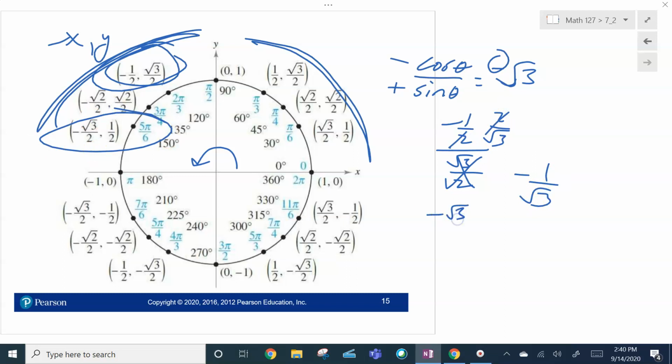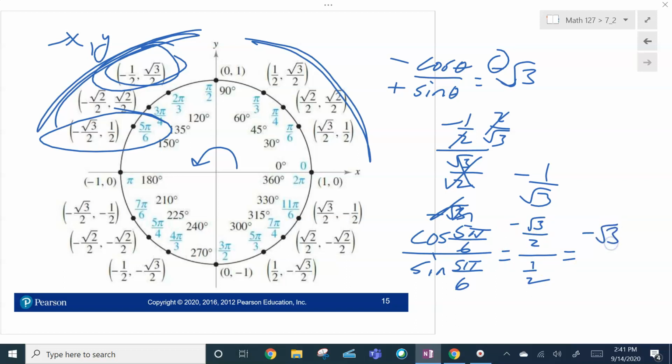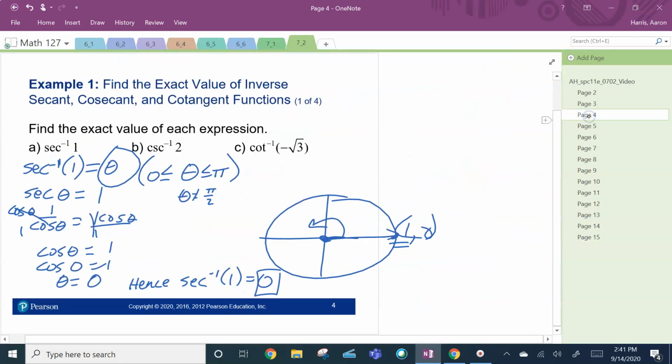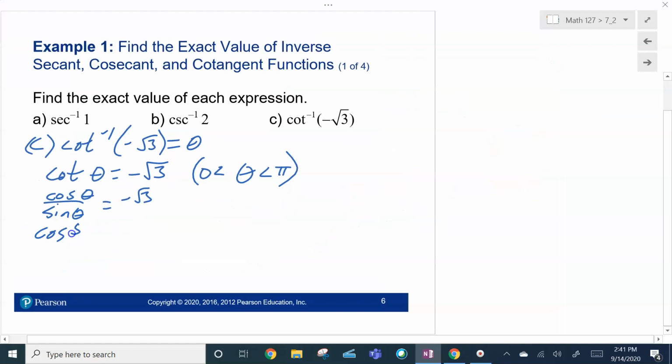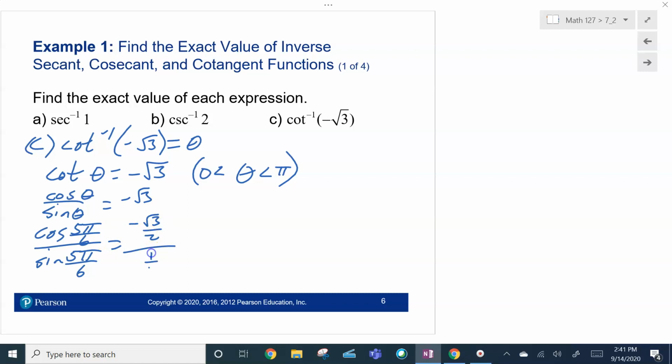The cosine of 5 pi 6 over the sine of 5 pi 6 is negative root 3 over 2 over 1/2, which is, there it is, negative root 3 over 1 when I simplify that. That's what we're looking for, negative root 3. So I go back to my page here. Cosine of 5 pi 6 over sine of 5 pi 6 gave us negative root 3 over 2 over 1/2, which is negative root 3. So theta's got to be 5 pi 6.